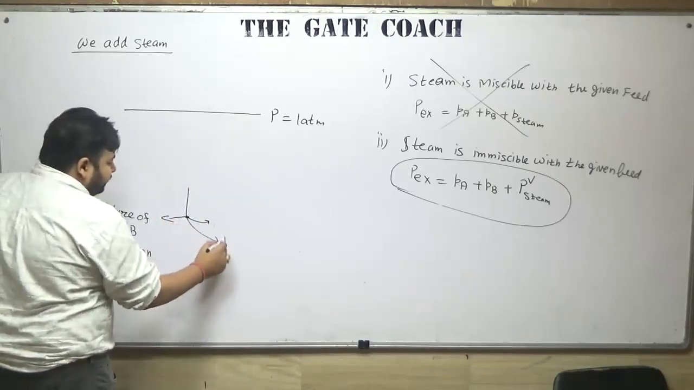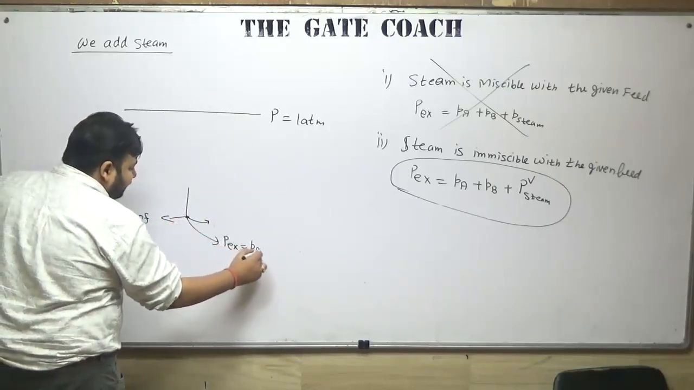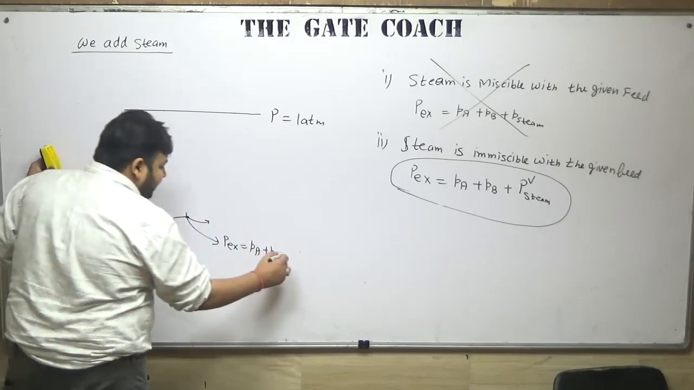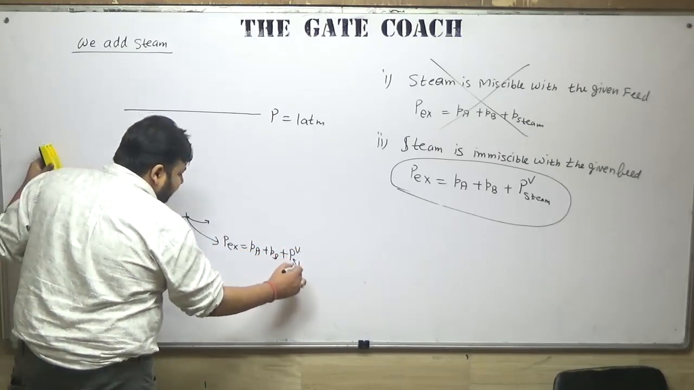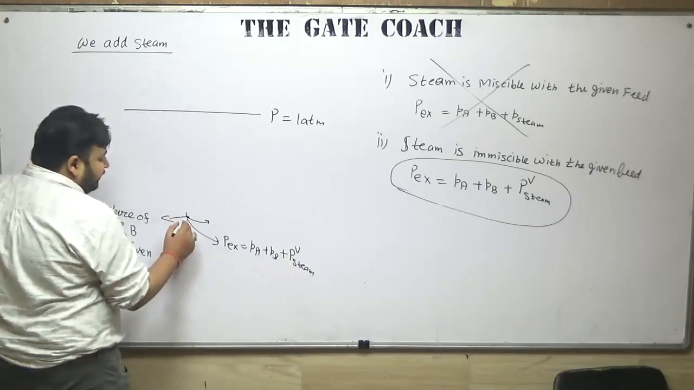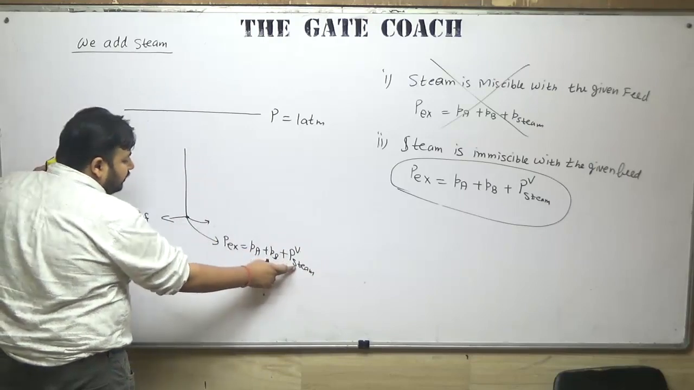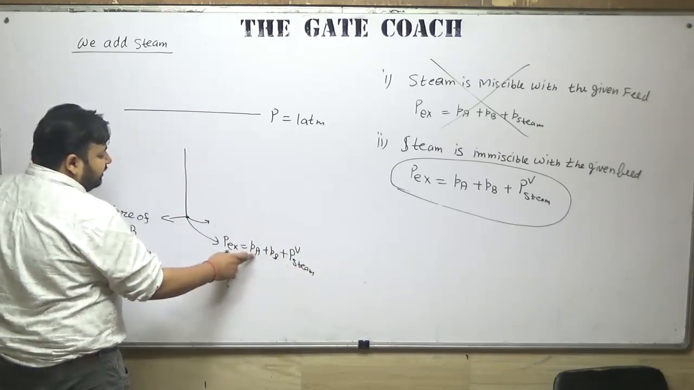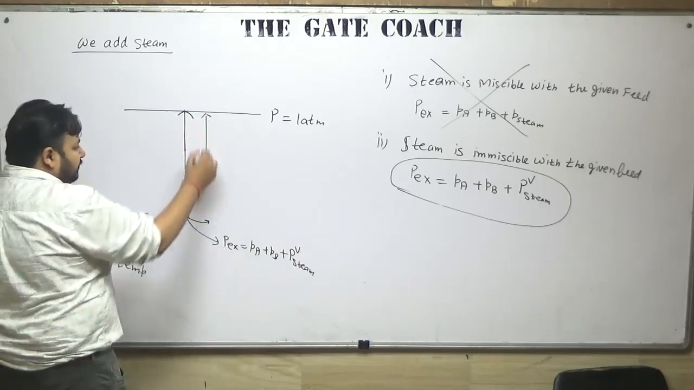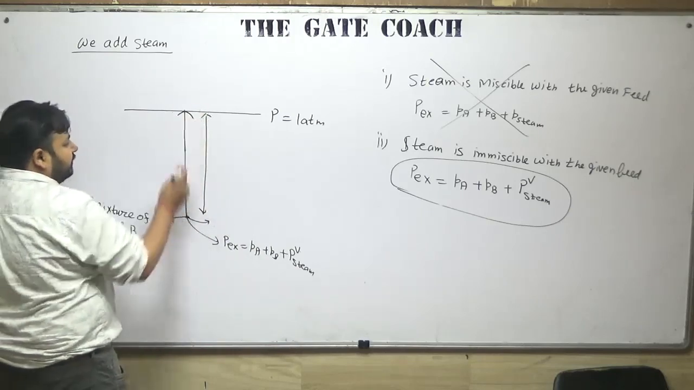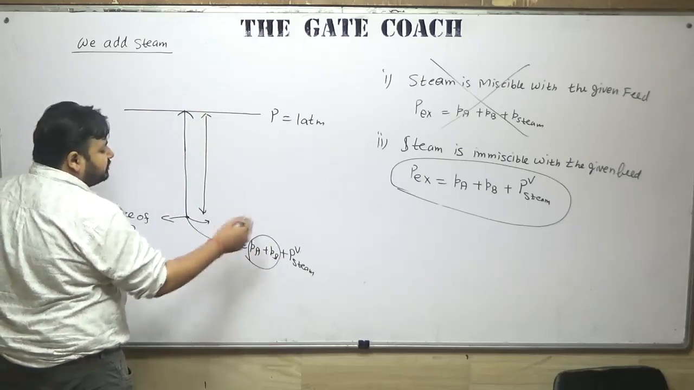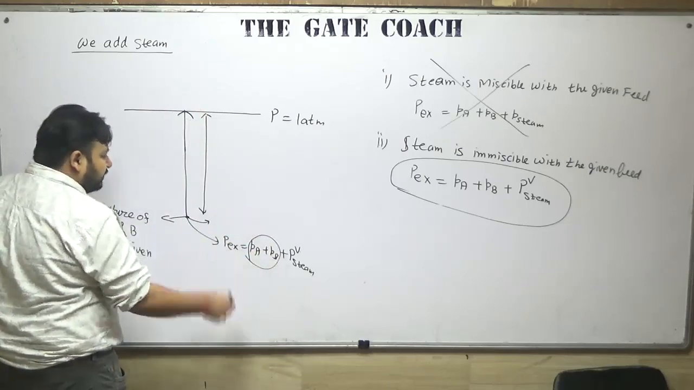This is the point where P exerted is PA plus PB. What we do, we add steam. As soon as we added steam, it exerted its vapor pressure. So as it exerts its vapor pressure, P exerted will increase. Also it provides temperature because of which the PA and PB will increase, and it reaches 1 atm. So this increase is not only because of the rise in PA and PB, but also because of the addition of steam, which exerts its own vapor pressure.